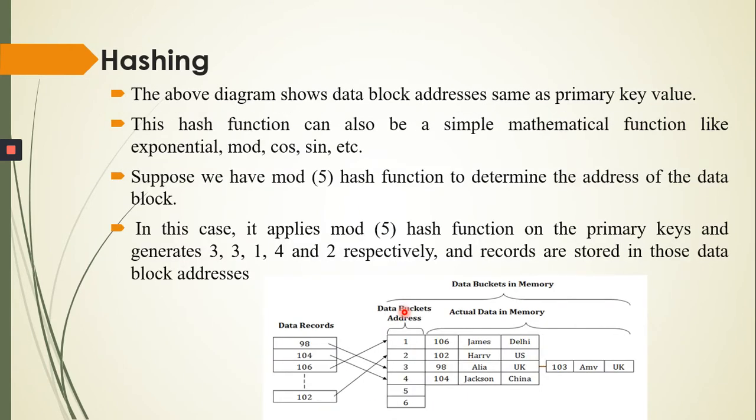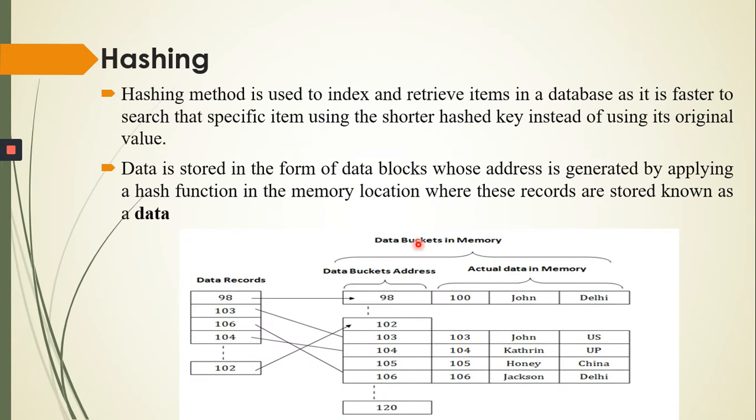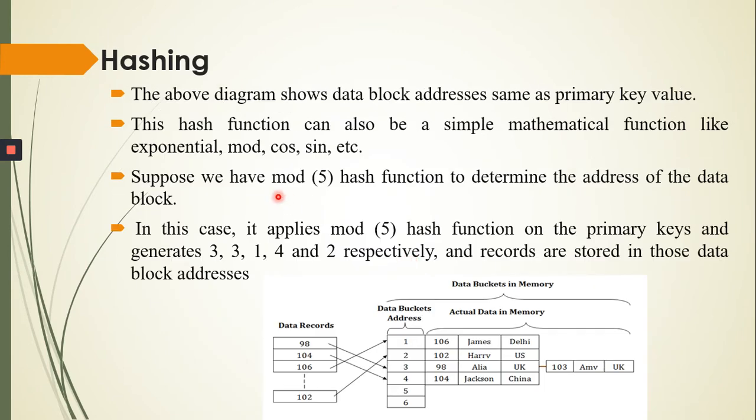Now the above diagram shows the data block address same as the primary key, as I explained. The primary key itself is used as an address. The hash function can also be a simple mathematical function like exponential, mod, cos, sine, etc. We can use any mathematical function as a hash function. Suppose we have mod 5 as the hash function to determine the address of the data block. In this case, it applies the mod 5 hash function on the primary keys and generates these addresses respectively, and records are stored in those data block addresses.